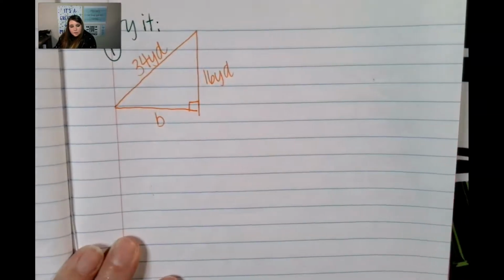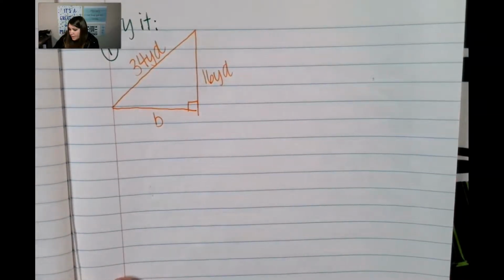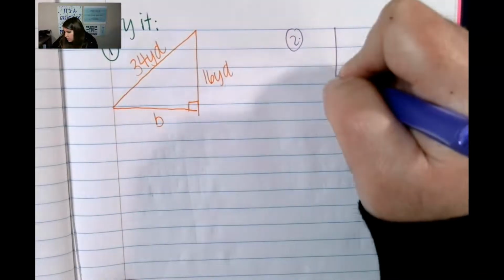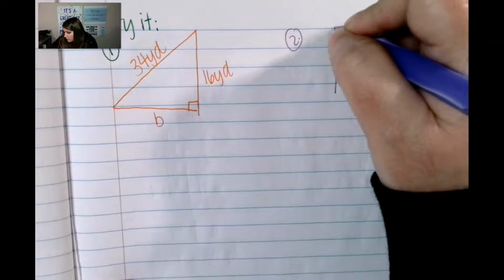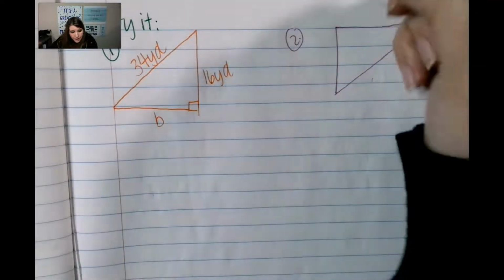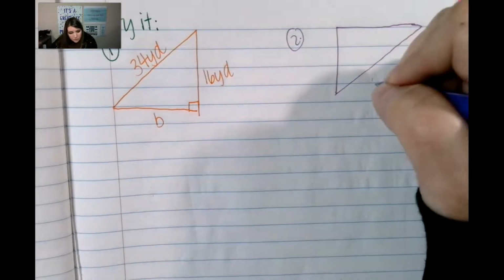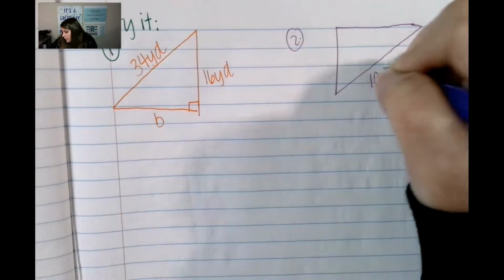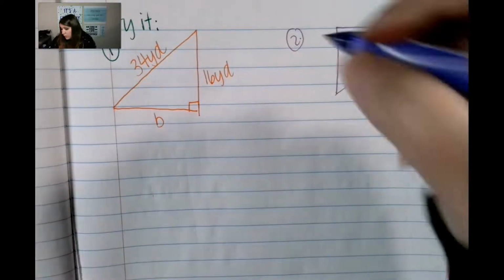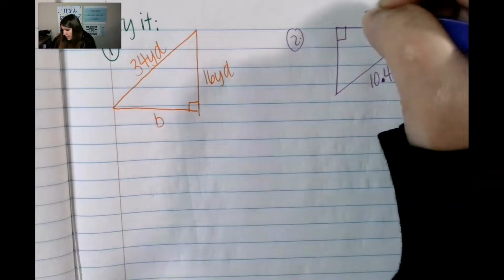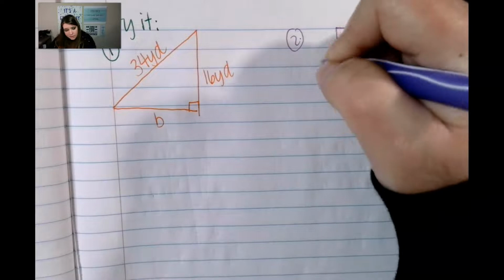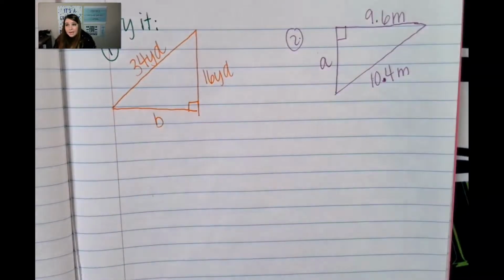Okay, and then on the next try it, it is a purple triangle. This purple triangle is a right triangle, and this right triangle has a hypotenuse of 10.4. I want you to be able to do some decimals, so that's why we're going to do this one. And leg B is 9.6 meters, and we're looking for leg A.